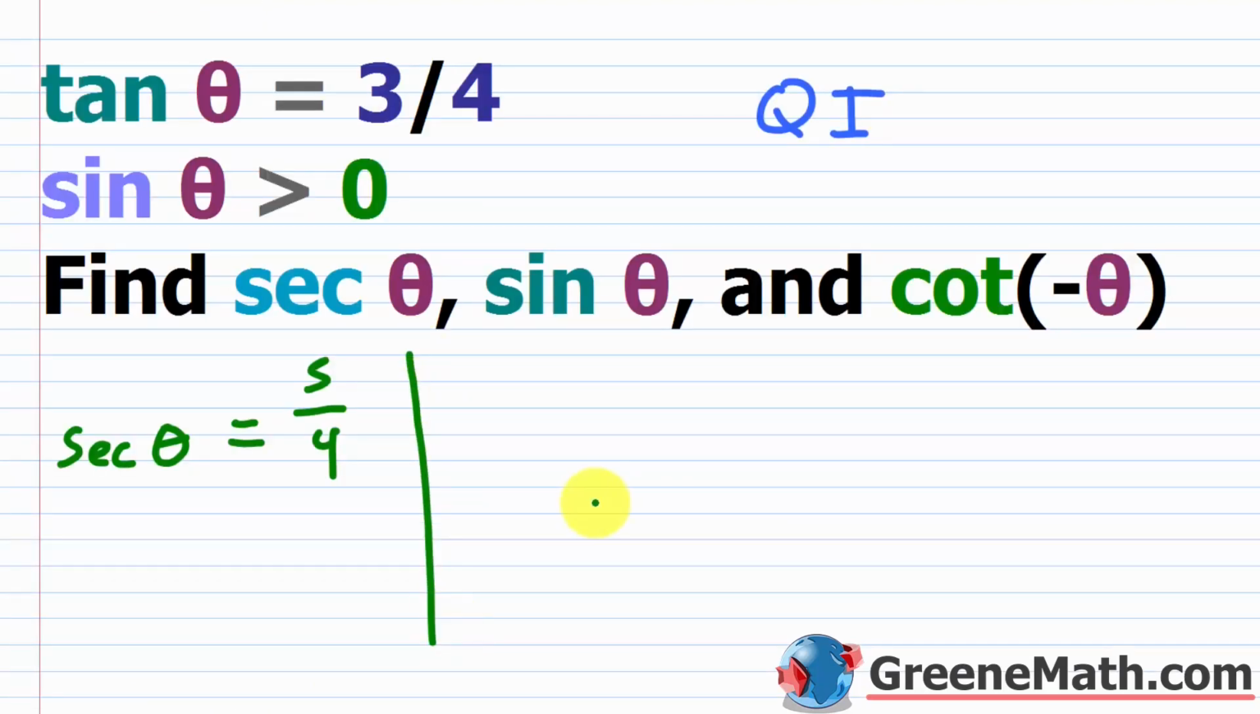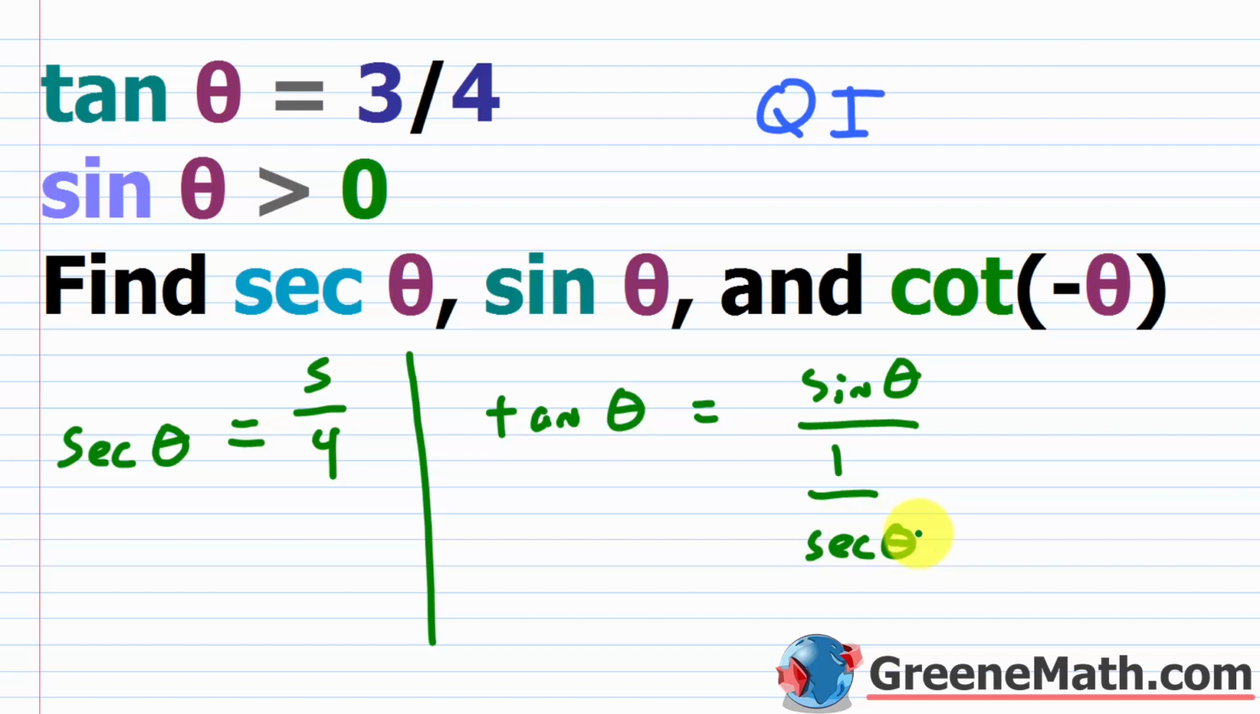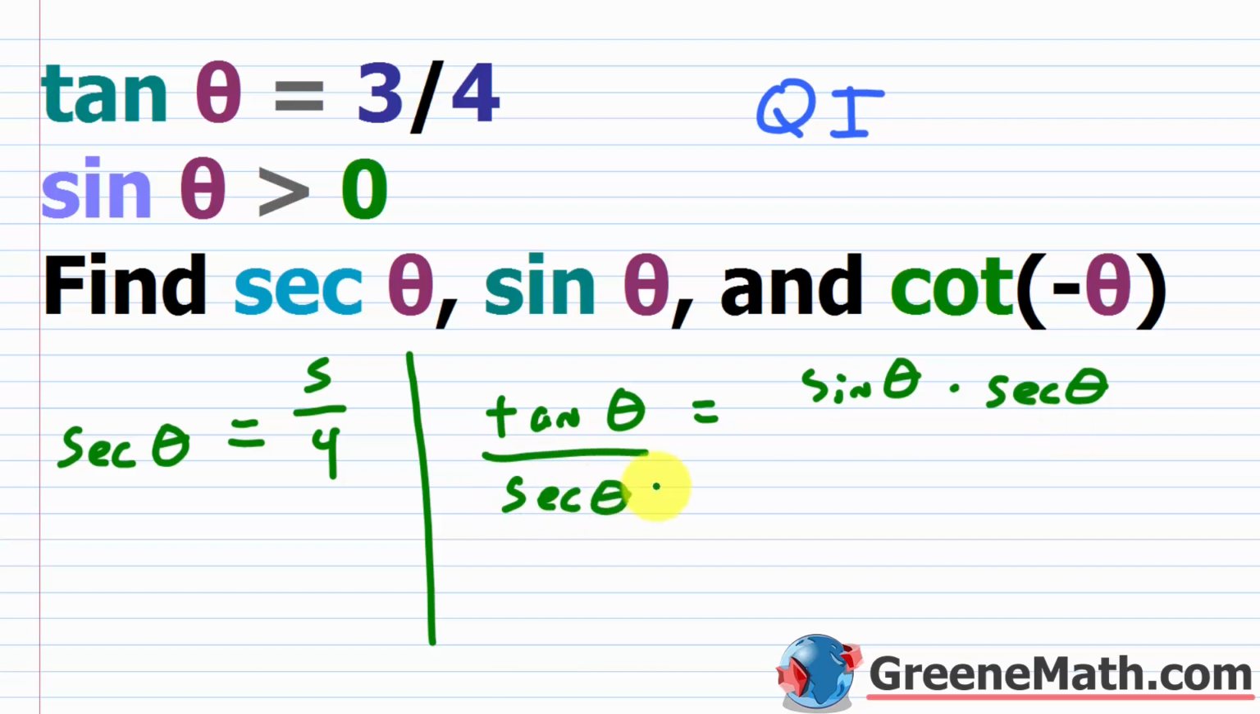Okay, so let's go ahead and put this down here. I'm going to first just write the relationship that the tangent of theta is equal to the sine of theta over the cosine of theta, okay? And the cosine of theta is 1 over the secant of theta, okay? So you can flip this, and you would basically have the secant of theta times the sine of theta, but I want to solve for this, so I'm going to divide both sides by the secant of theta, and that's going to give me the sine of theta by itself.